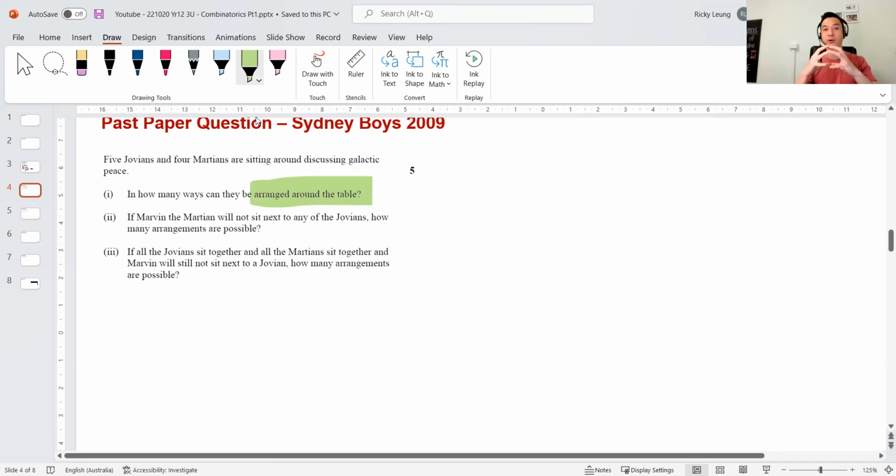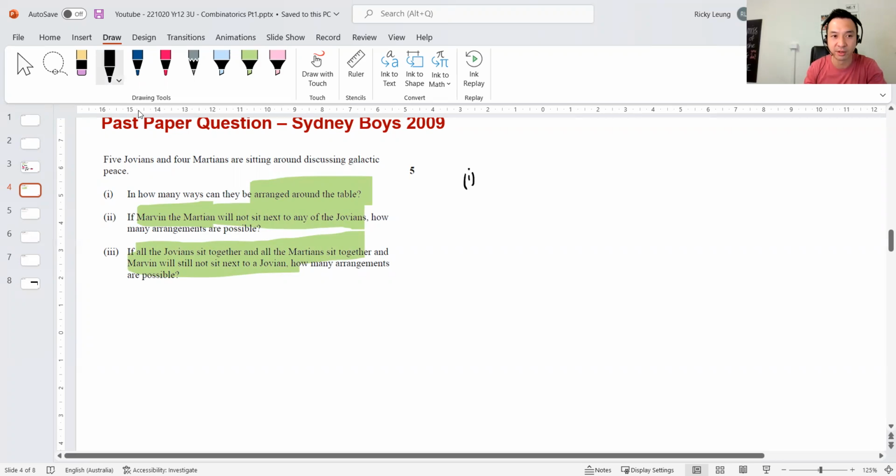So for the circle, the process is if there are 9 people, I'm going to lock one down, because if you don't lock one down, by moving the arrangement in a circular manner, you're going to get repeats, right? So lock one down to avoid that. Now, the next bits are interesting. If Marvin the Martian will not sit next to any Jovians, right? He specifically does not want to sit next to the Jovians, right? And the next one, if all Jovians sat together and all Martians sat together and Marvin will still not sit next to it, okay. Let's go there.